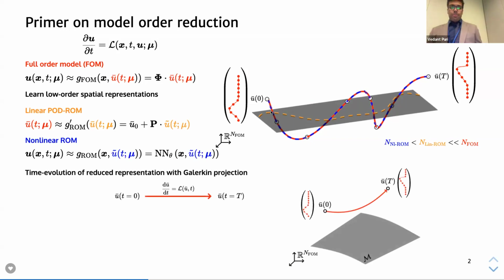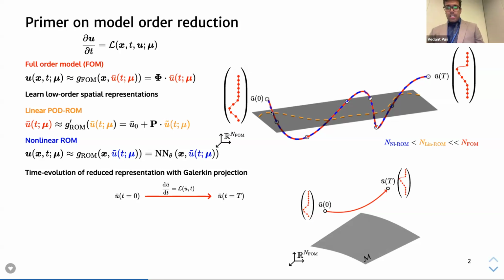Okay, so now that we have covered some model order reduction methods, the second component is the time evolution, for which we are using Galerkin projection. I think William did a very good job at covering how Galerkin projection works. I'll be talking about just the collocation method, which says the following.